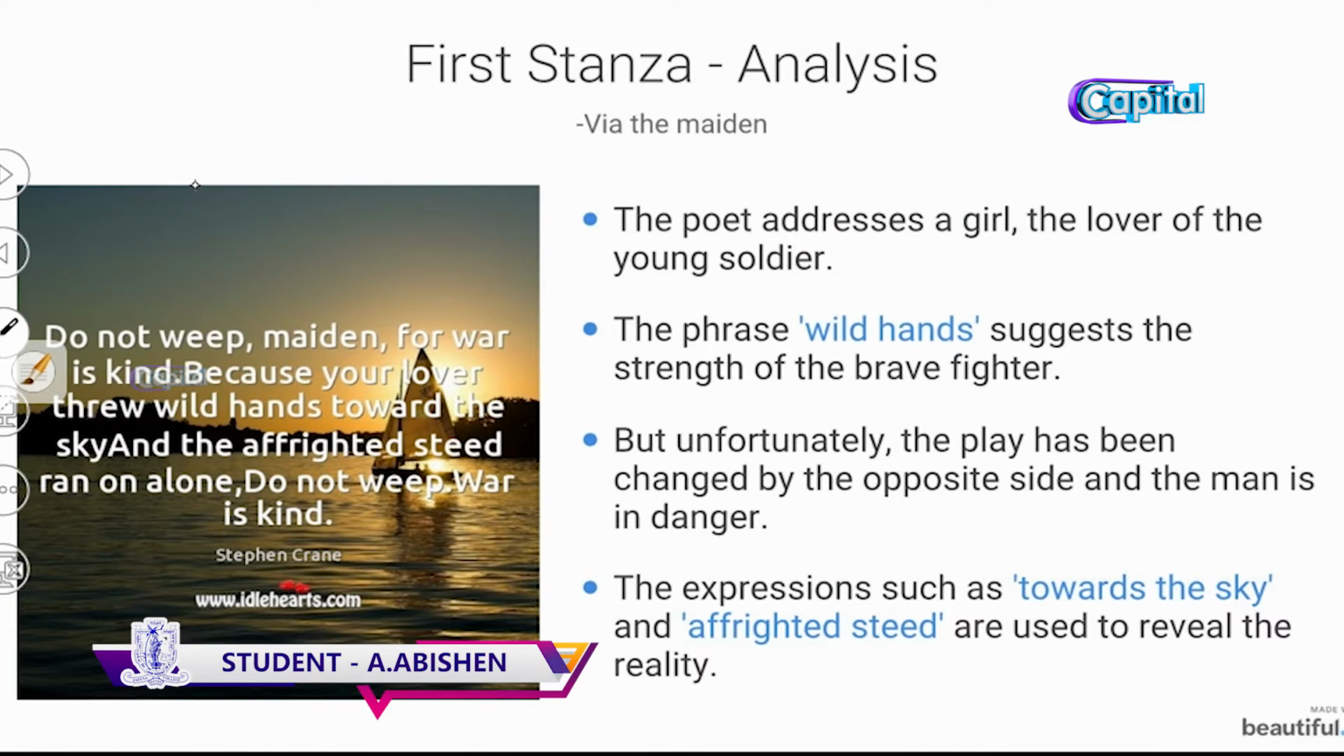So we have finished the introduction part. Next one is the stanza-wise analysis.